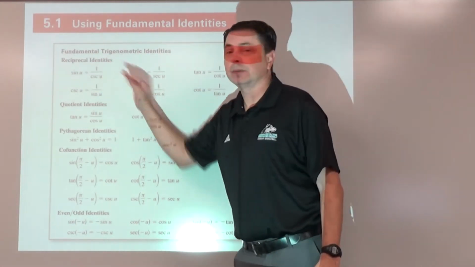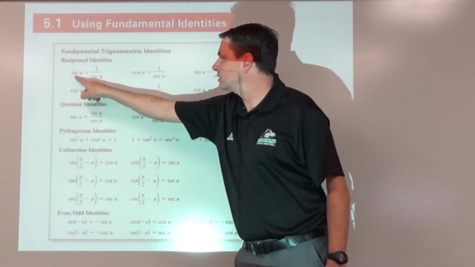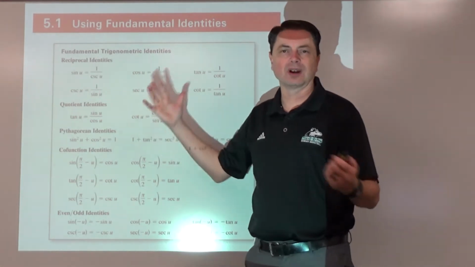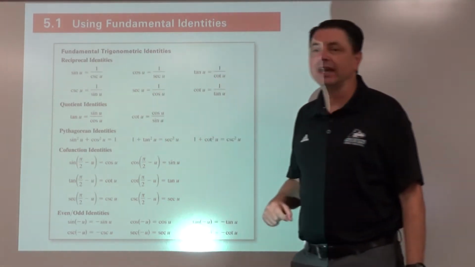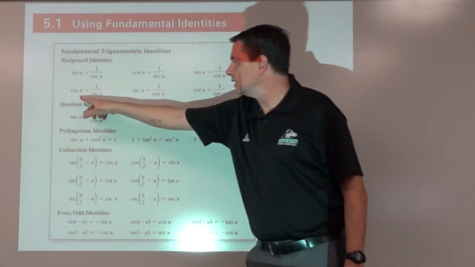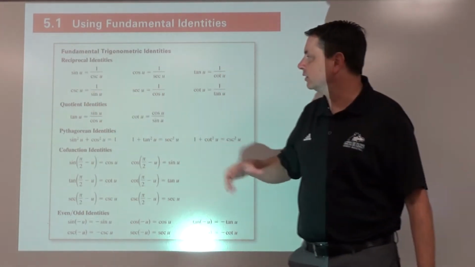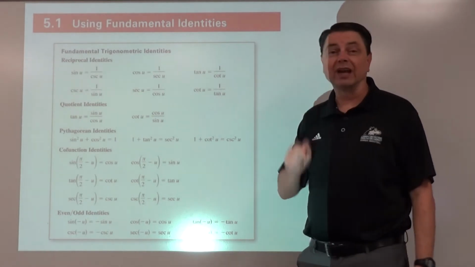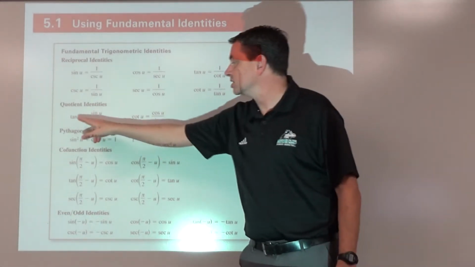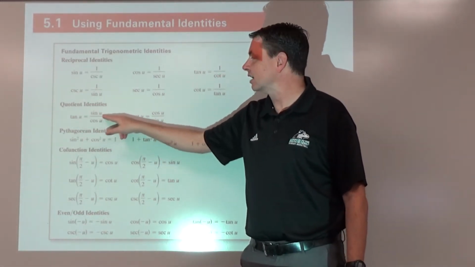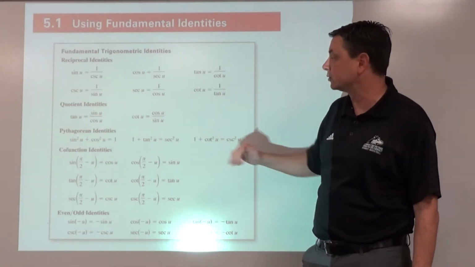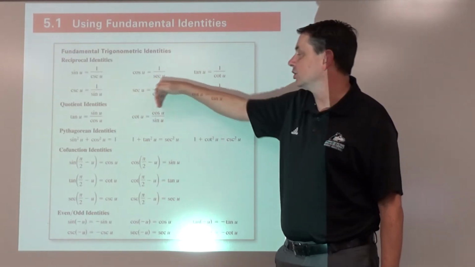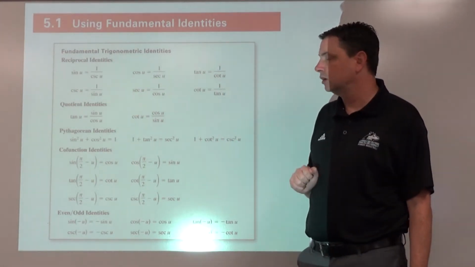We begin with the reciprocal identities, which say that sine of u, or theta or x, whatever, is equal to 1 over cosecant u, and cosecant u is the reciprocal of sine of u, and so on. We've got quotient identities: the tangent of u is sine of u divided by cosine of u, and if we do the reciprocal on both sides, we get cotangent u is cosine u over sine u.